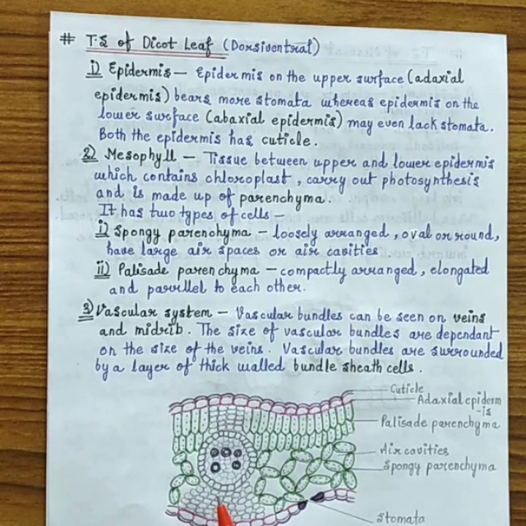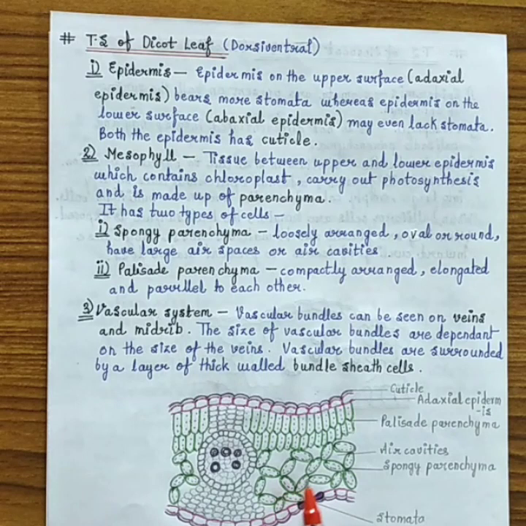The tissue between upper and lower epidermis contains chloroplasts and it carries out photosynthesis, and this mesophyll cells is made up of parenchyma. Now, ye mesophyll cells parenchyma ki bane hoti hai and parenchyma are of two types, spongy parenchyma and palisade parenchyma. Ye jo closely attached hai, compactly arranged hai, unhe hum palisade parenchyma bolte hain and they are elongated and parallel to each other. Whereas spongy parenchyma loosely arranged hai and they are oval or round having air cavities in between.